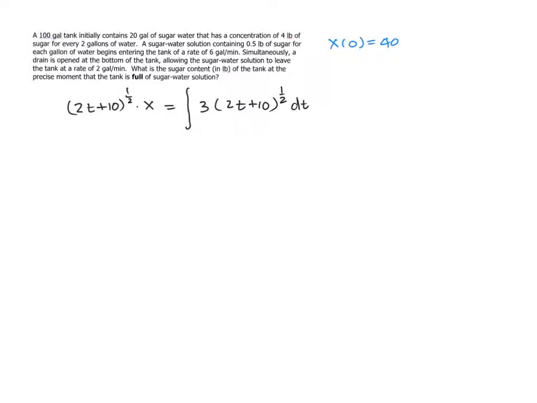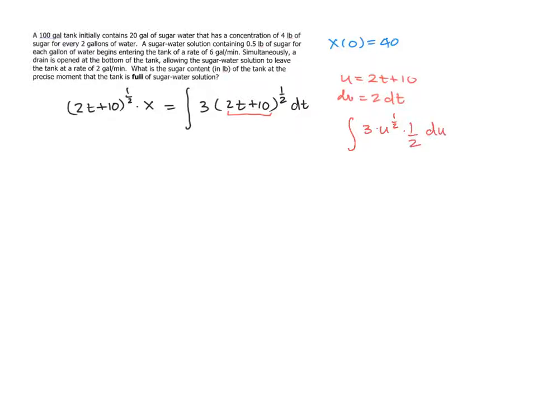Okay, so for the next step of the problem, we're going to do a u substitution on the 2t plus 10. So if u is equal to 2t plus 10, du is equal to 2 dt. So this is now the integral of 3 times u to the 1/2 times the 1/2 du.